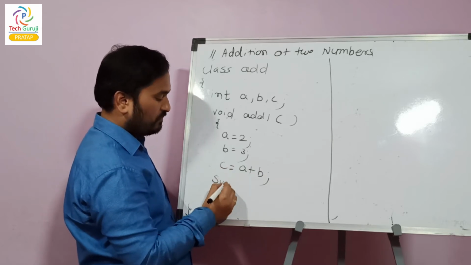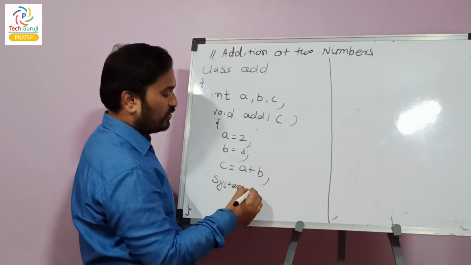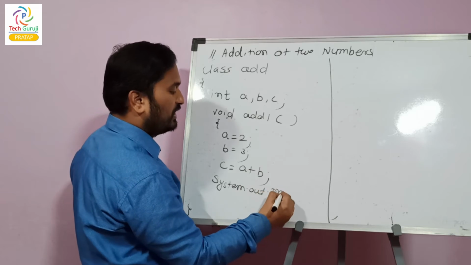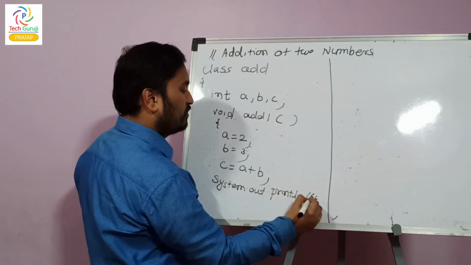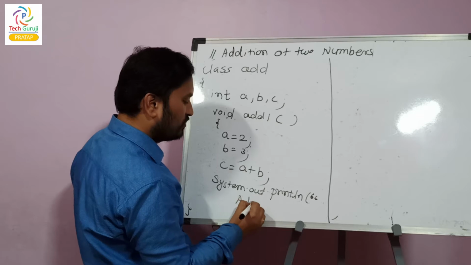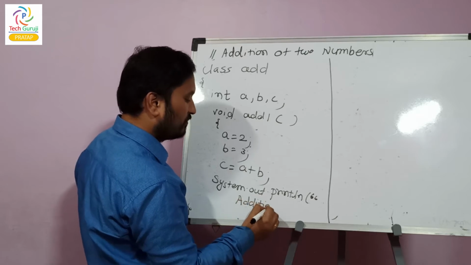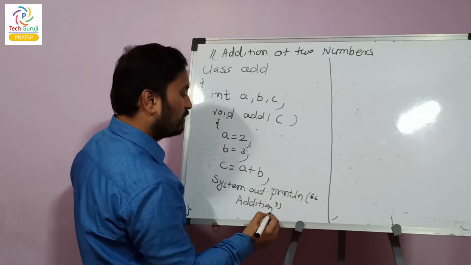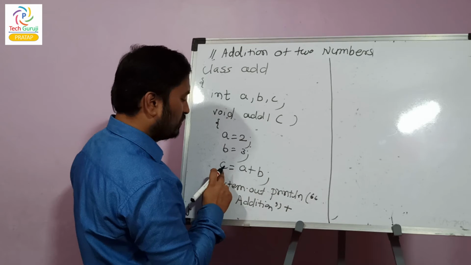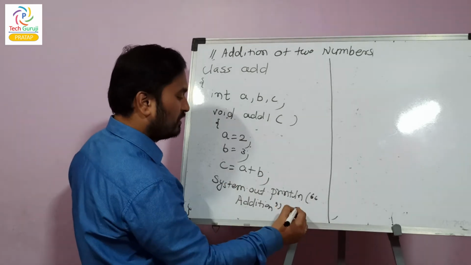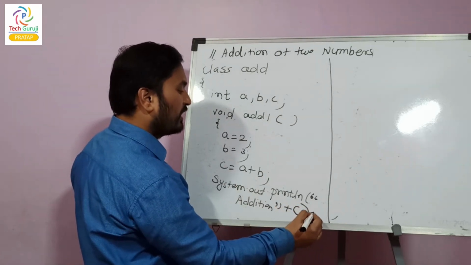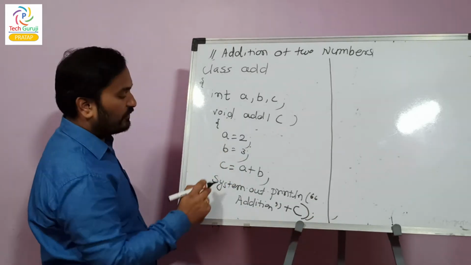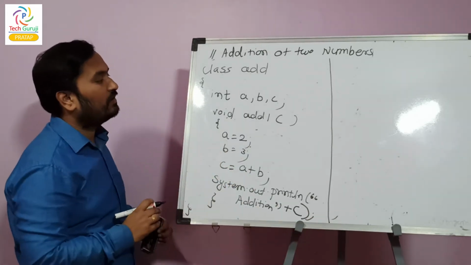So System.out.println, in double quotes we can give a message also. So "Addition", double quotes close, plus we have to display this, so plus c, where our result is stored. Round bracket close, semicolon. After that, curly bracket close.